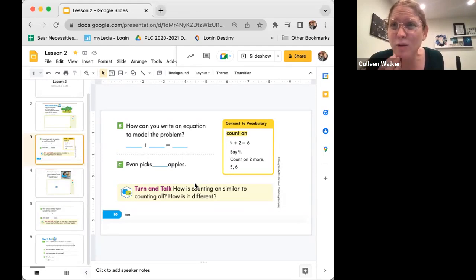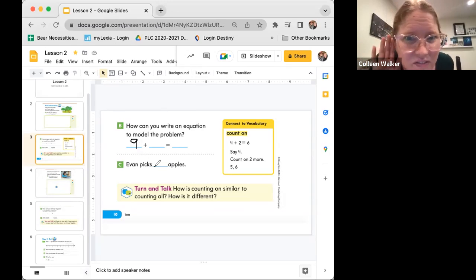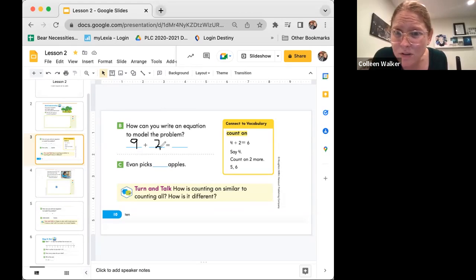So friends, how many red apples were there? That's right, there were 9. So we can write 9. And then how many did we count on? That's right, there were 3 green apples.